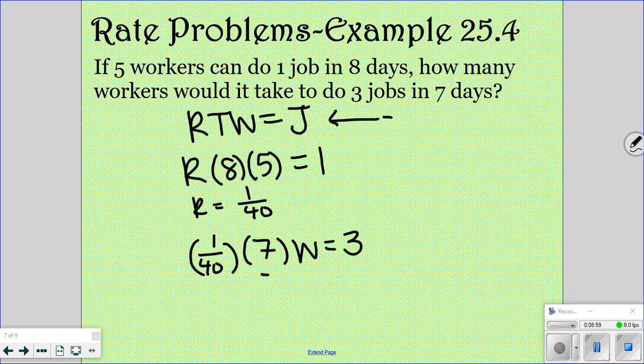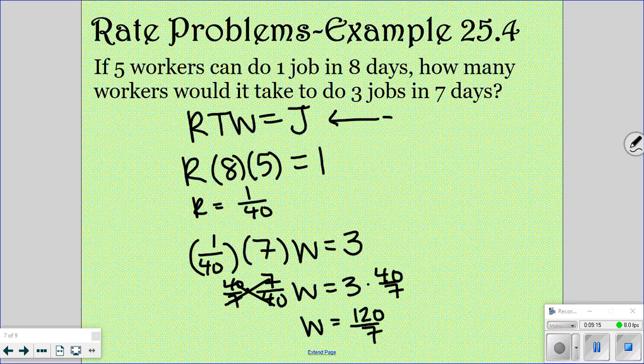So if you multiply, you'll have 7 over 40, W equals 3. And then you can multiply by the reciprocal on both sides. And so your workers would be 120 over 7. So obviously that is a decimal. It's 17.14. But don't round it to 18.